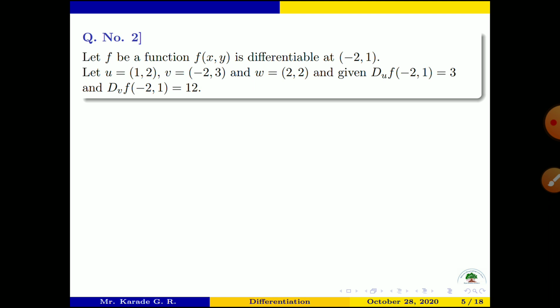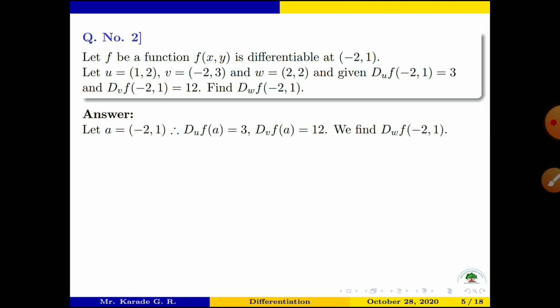and given the directional derivative of f at point (-2, 1) in the direction of vector u is equal to 3, and the directional derivative of function f at point (-2, 1) in the direction of vector v is equal to 12. Find the directional derivative of f at point (-2, 1) in the direction of vector w. So this is our question. Okay, we write the answer of this question.